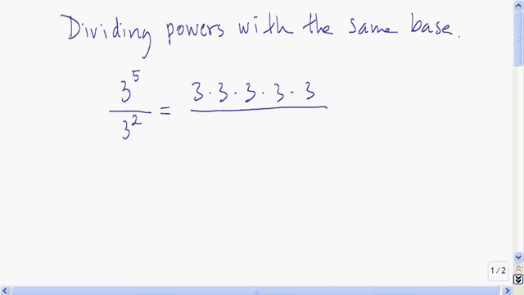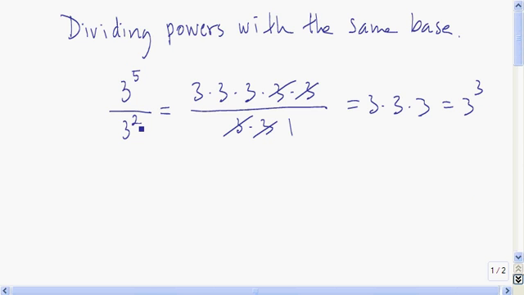So then that's divided by 3 squared. So that's 3 times 3. Well, how does this simplify? These two 3's take away these two 3's. So we're left with 1 in the denominator. And this ends up being 3 times 3 times 3, which is 3 cubed.